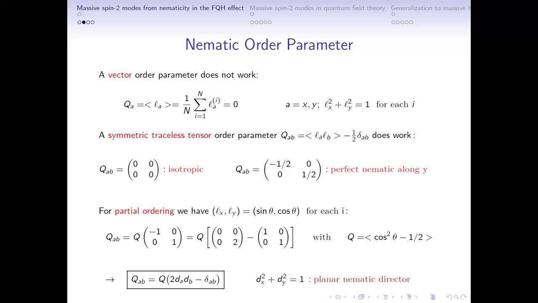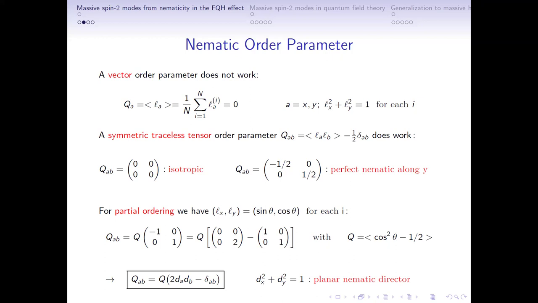And if you now take a perfect nematic phase in the y direction, then L_x is always zero, so in the L_x L_x component you get minus one half, but in the L_y L_y component, this is one, you get plus one half. So you can clearly see that this is an object which can distinguish between the isotropic phase and the perfect nematic phase. It's zero here, and it is this here.